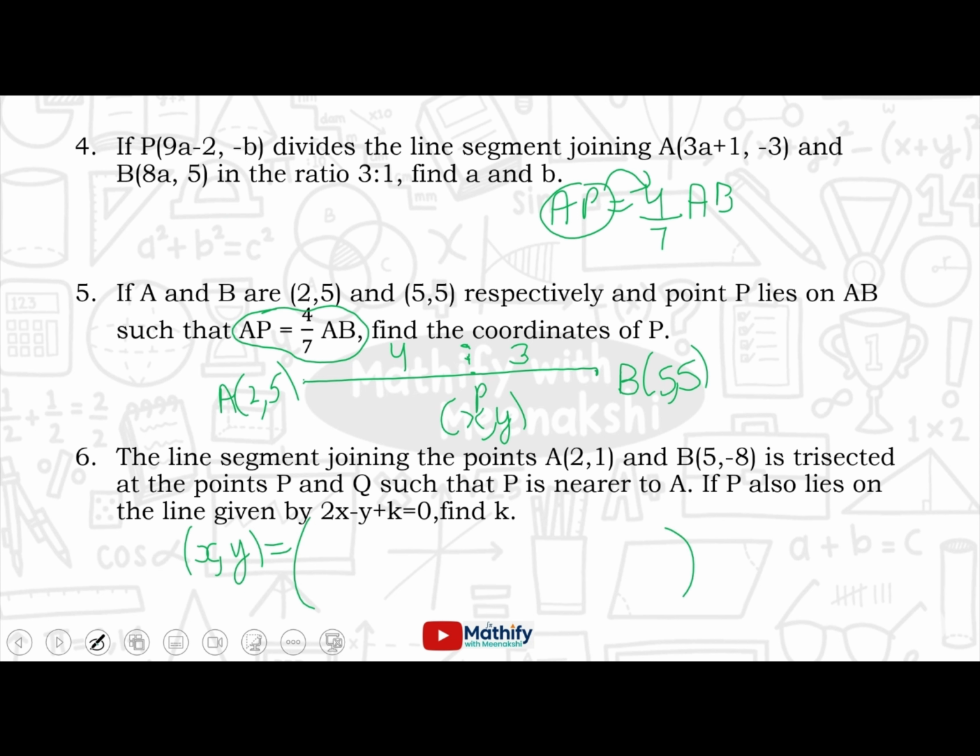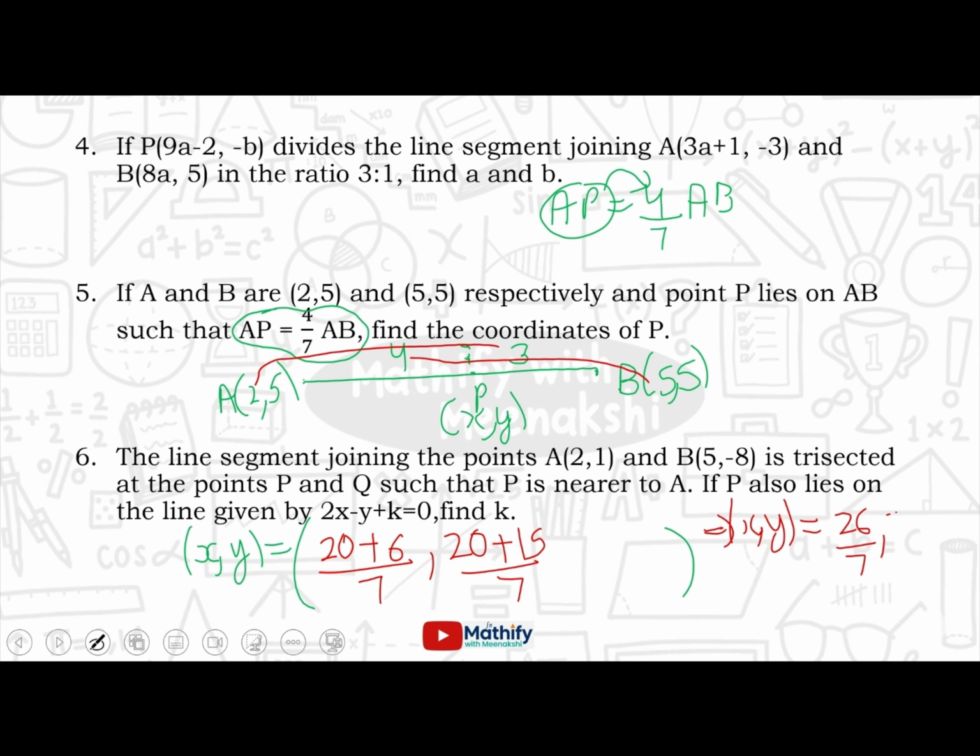So let's find xy using the section formula. Do cross multiplication: 4 into 5 plus 3 into 2, that is 20 plus 6, and in the denominator the sum 4 plus 3 is 7. Again 4 into 5 is 20 plus 3 into 5 is 15. So your point is 26 by 7 comma 35 by 7. You can simplify 35 by 7 further, so 26 by 7 comma 5 is your final answer. Let's move to the sixth question.